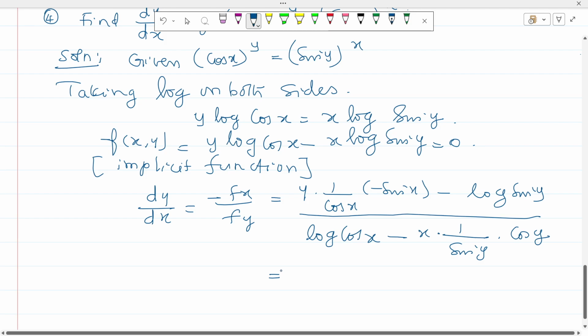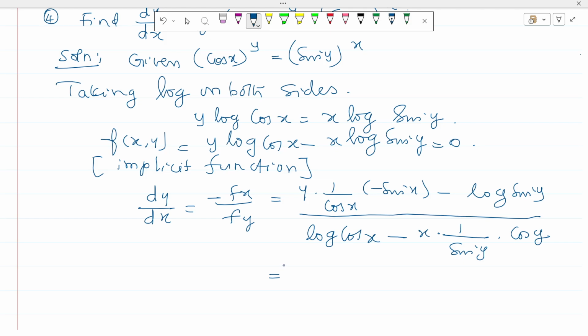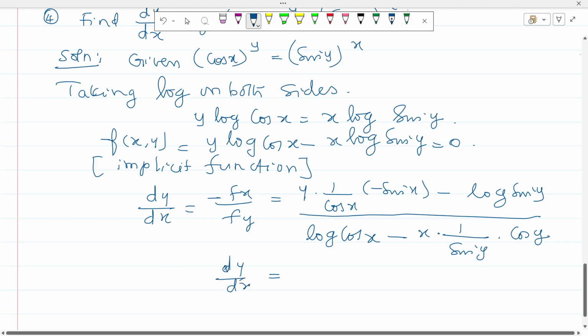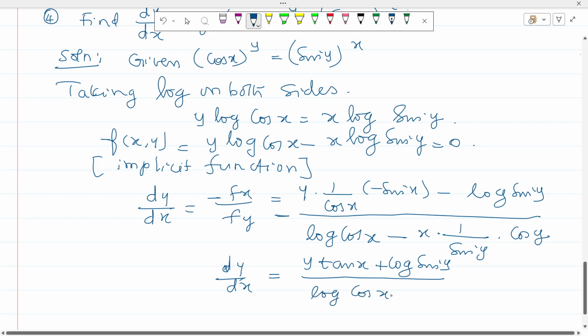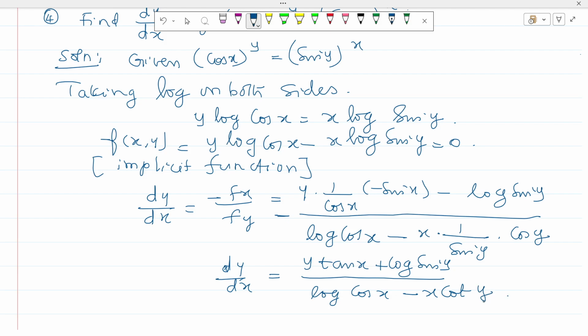That is equal to dy/dx equal to, minus is there inside outside, this minus multiply that, y tan x plus log sin y divided by log cos x minus x cot y.